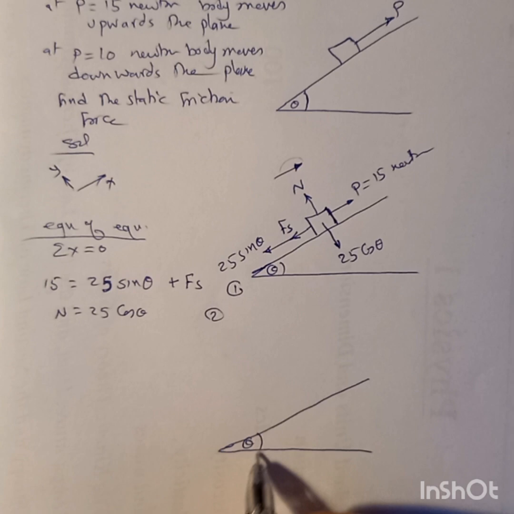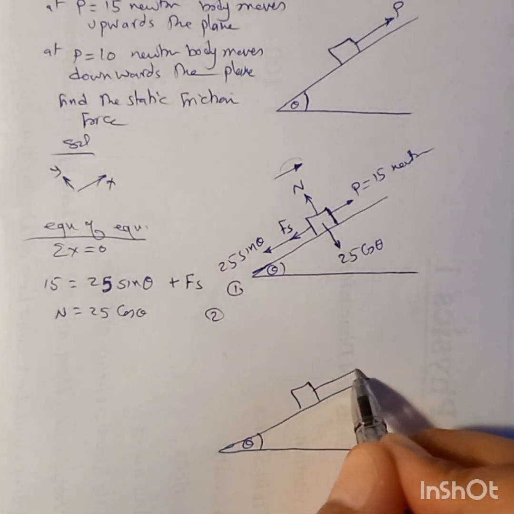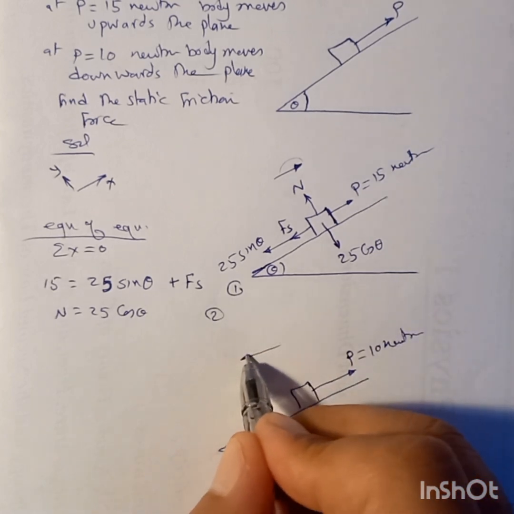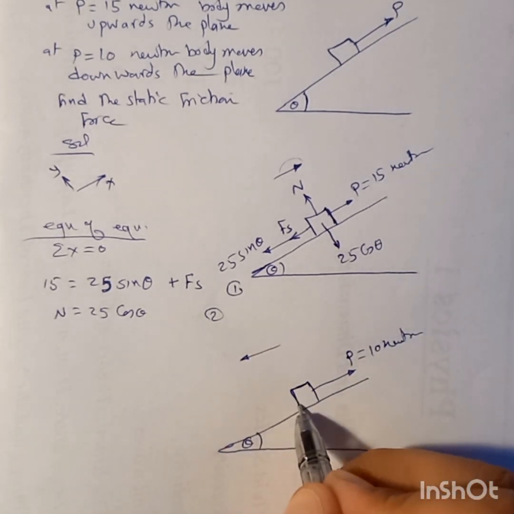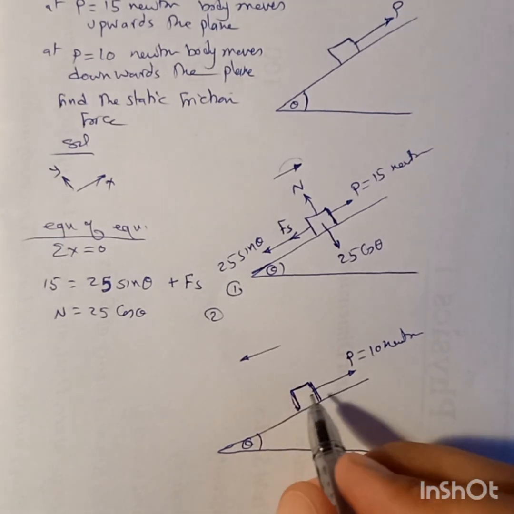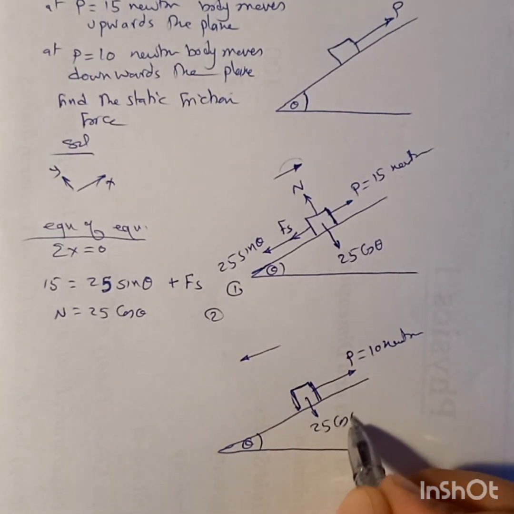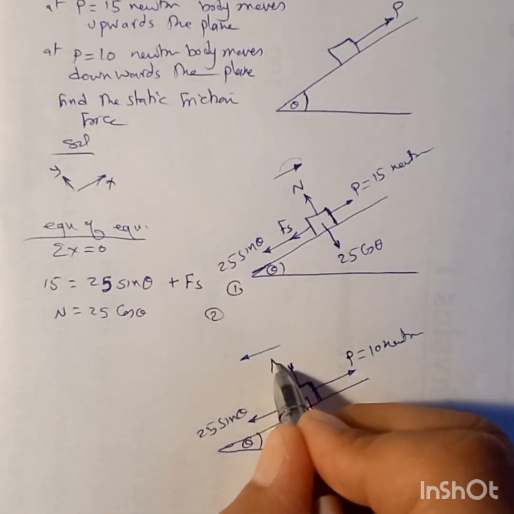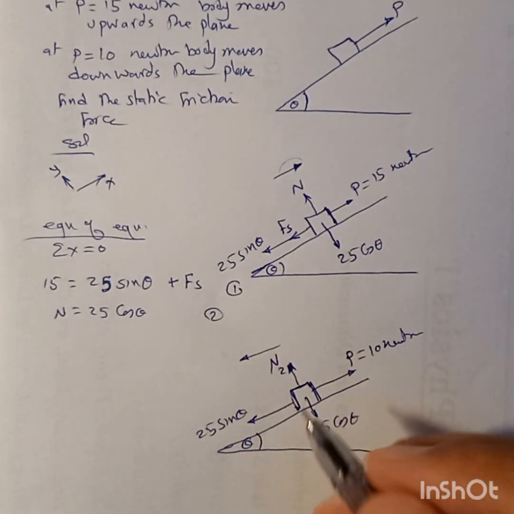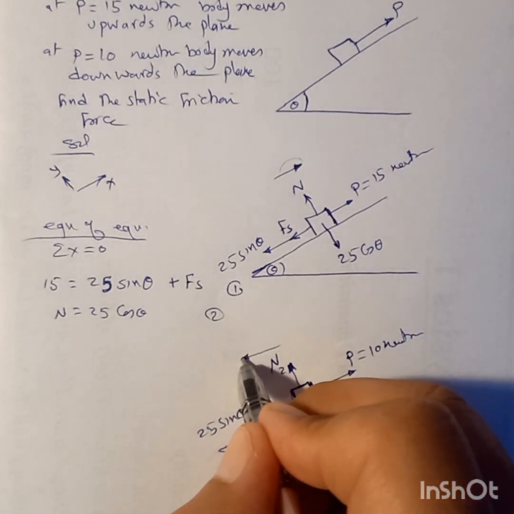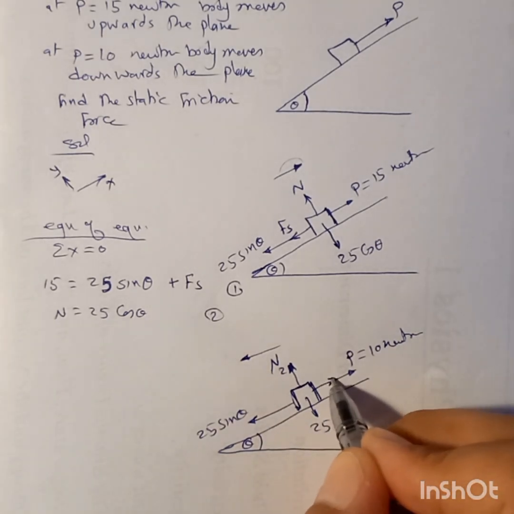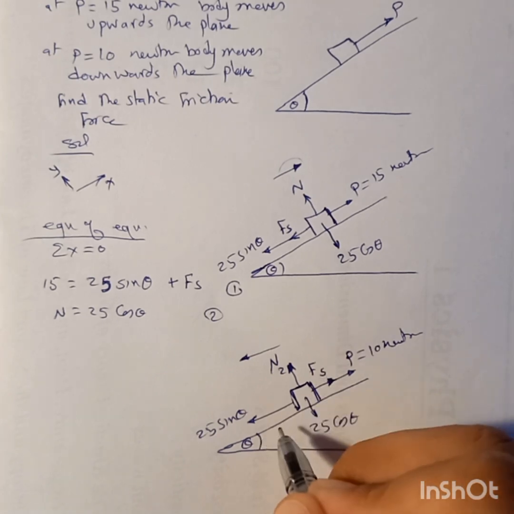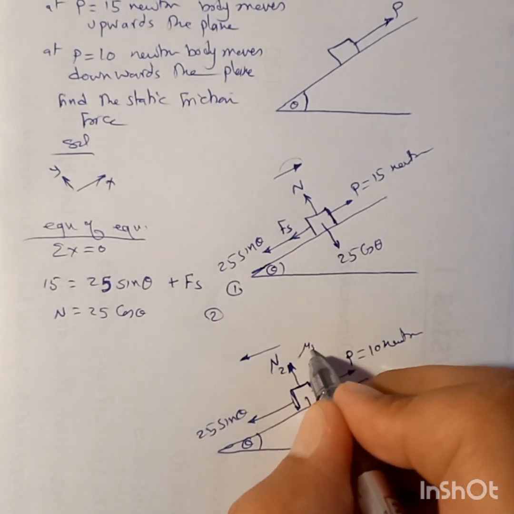For the second case we have the same situation. We have theta and this body, and here P equals 10 Newton. In this case, the expected motion direction is downward along the plane. If we identify the forces acting upon this body, we have 25 cosine theta, here 25 sine theta, and this normal reaction, in this case N2. Also the expected motion direction is downward the plane, so in the opposite direction we have Fs.